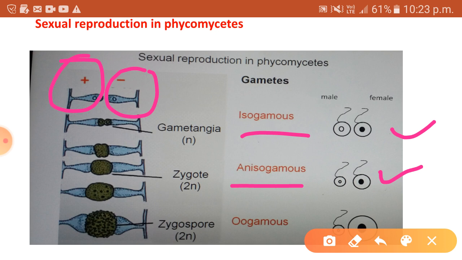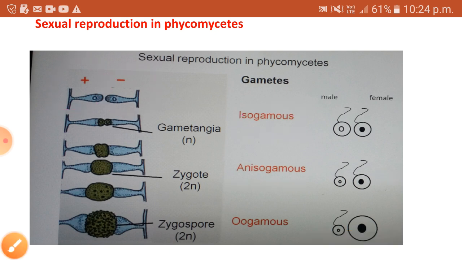In oogamous type of fungi, one gamete is very large in size when compared to the other. That sounds similar to anisogamous, but the difference here is that only the male gamete is motile. The large female gamete is non-motile. You can see this in the picture, the last one.